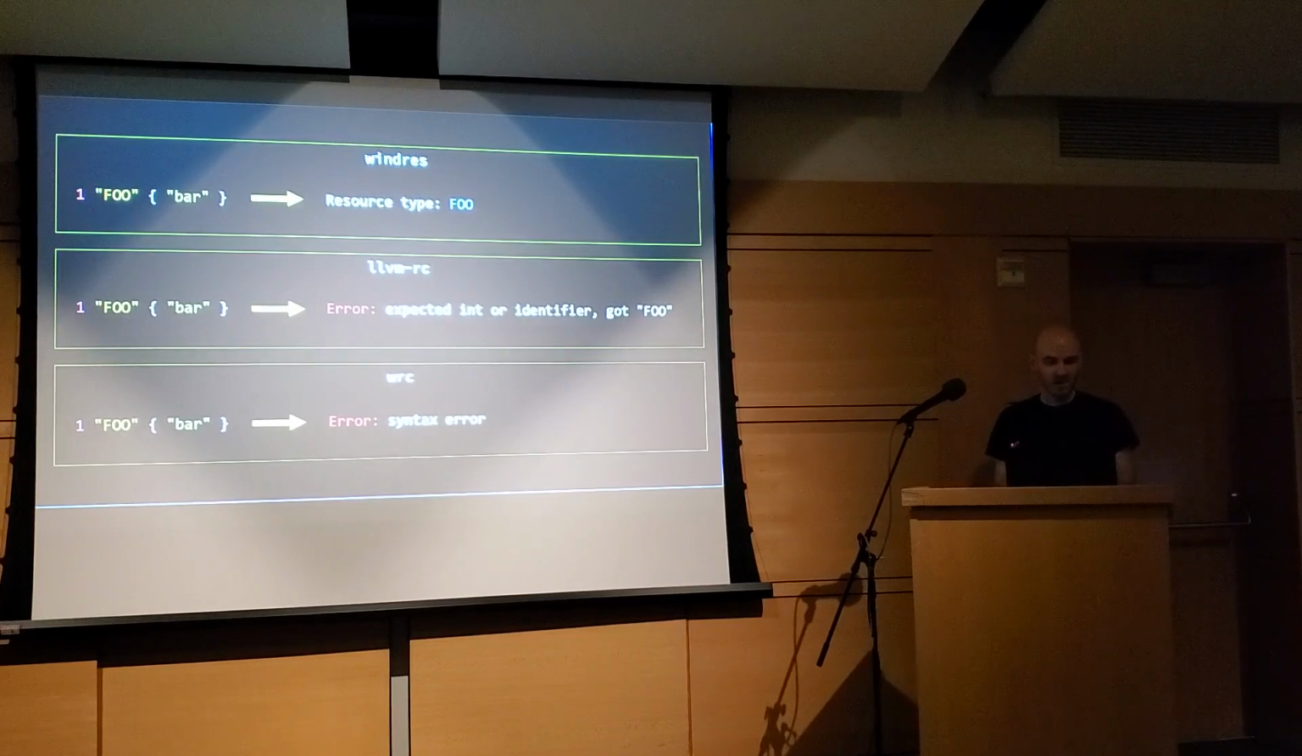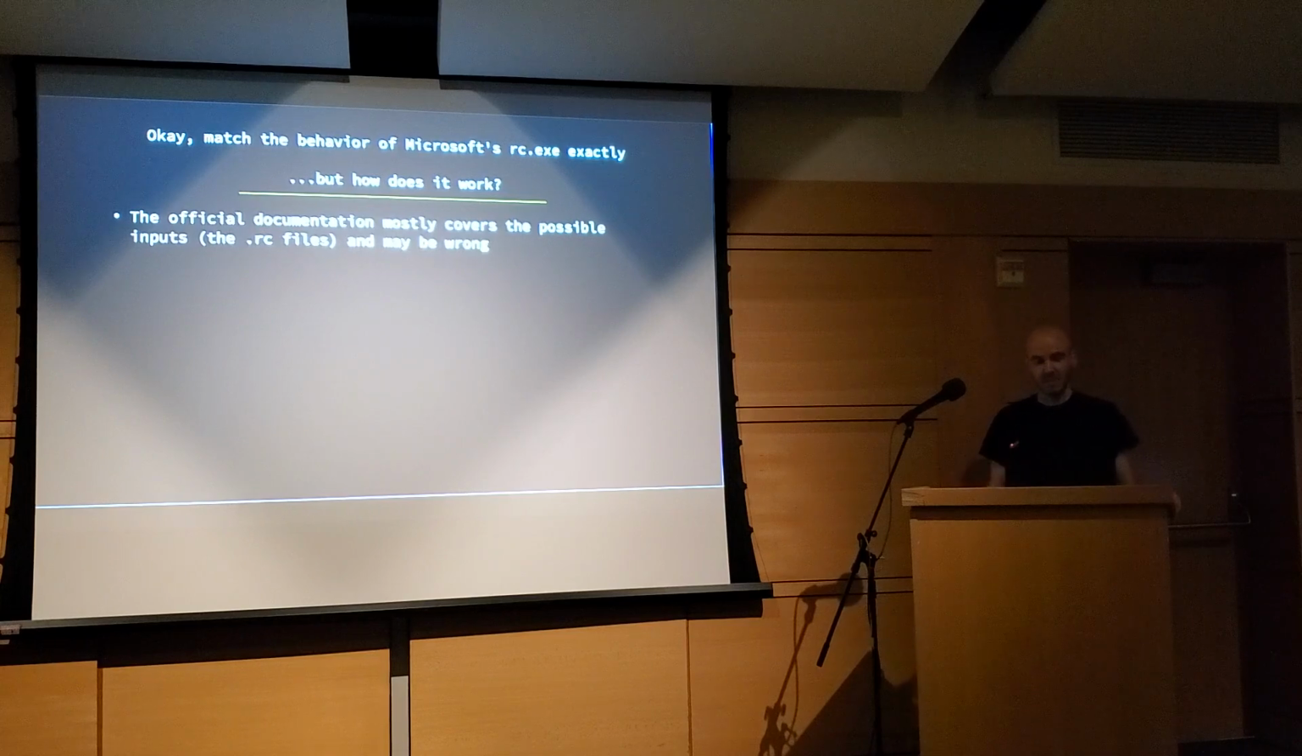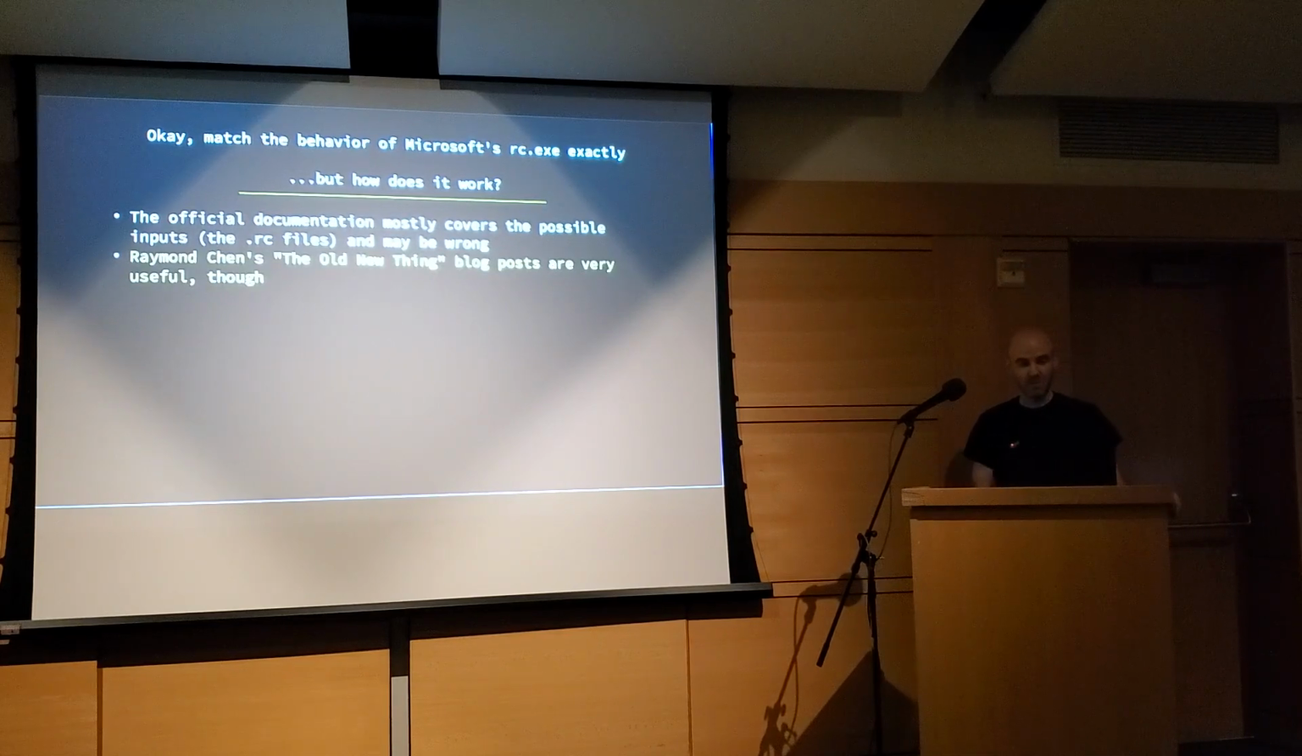Like there's no spec. There's not really anything except what the Windows version does, if I wanted to make it match the Windows version. So that left me figuring out how the Windows version works. Like it's just a black box. It's kind of hard to figure out. There's some documentation, but it's mostly about the inputs, the RC files, not the outputs. But a Microsoft employee, Raymond Chen, wrote a whole bunch of blog posts that do actually talk about the res format, like the output. So those were helpful, but they're not complete.